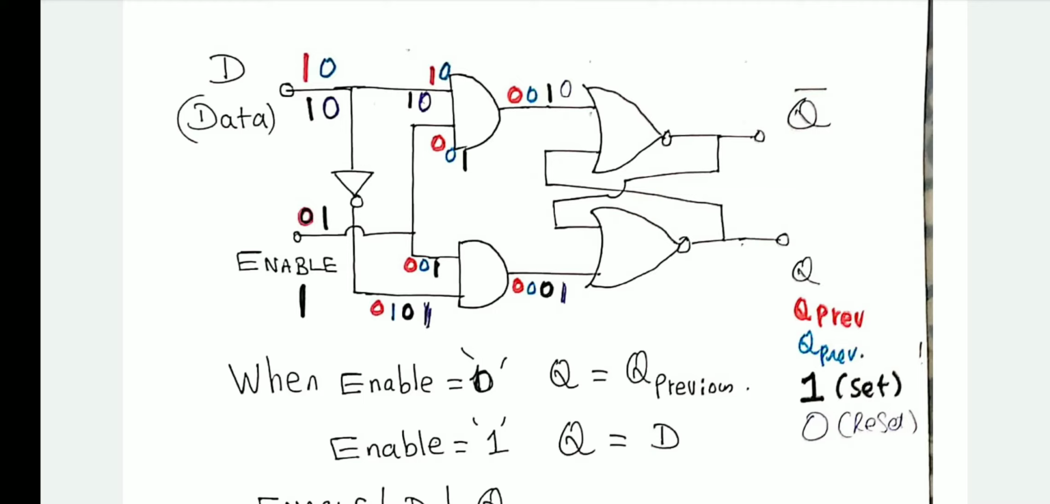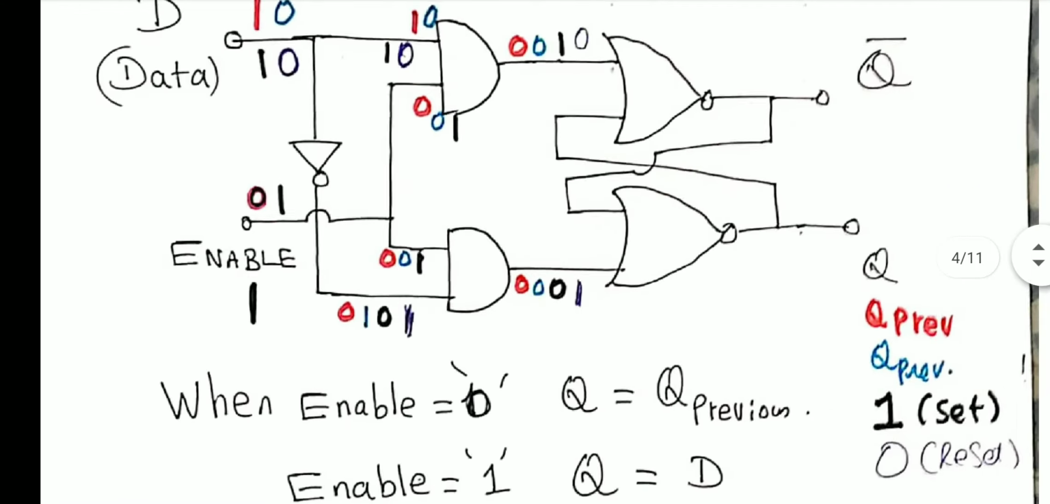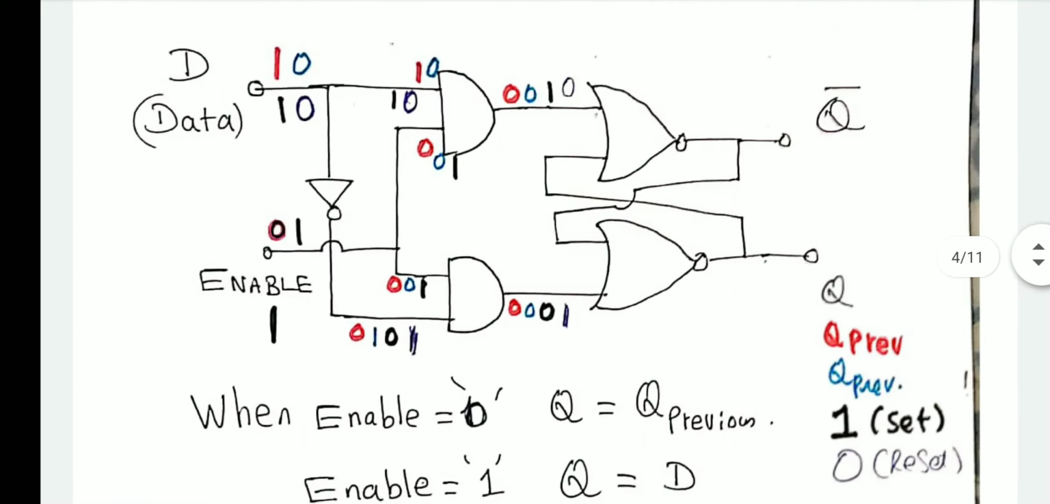D flip-flop. Always a flip-flop has one important input called the clock input. Here the enable is the clock input and D is the data input. Okay, so this is called D flip-flop. Output Q follows the D, right? It can also be called a delay flip-flop.